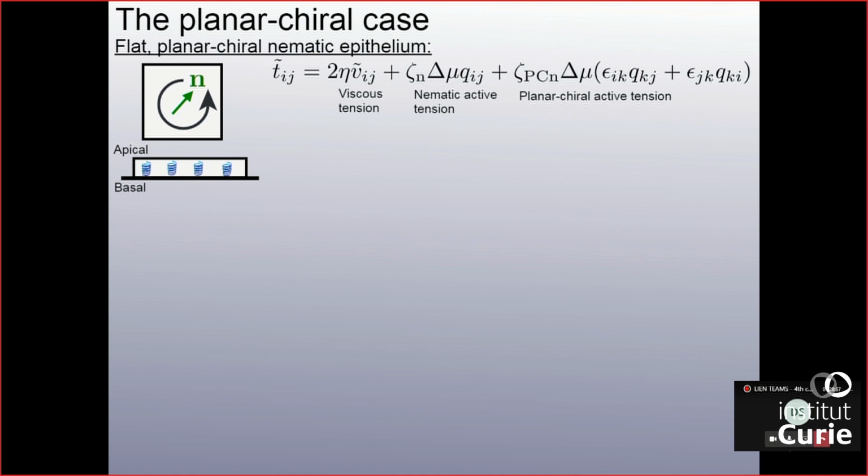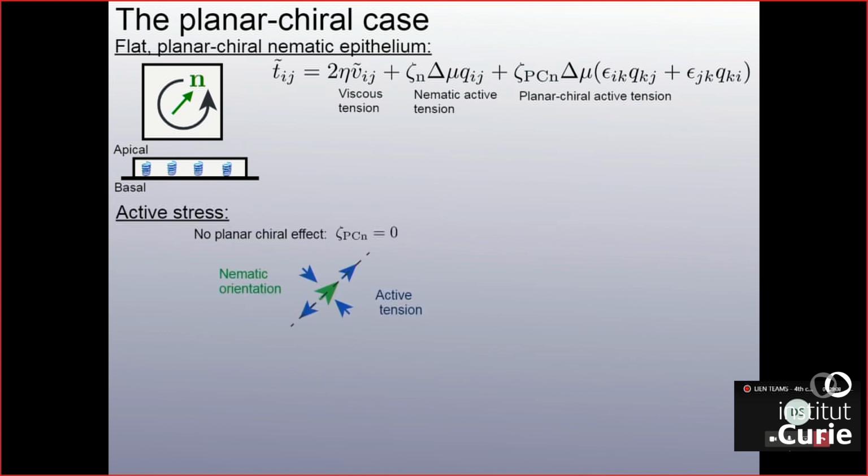Okay, and then I take again my equation, but I add this extra term here. So I recognize the same structure. There is a viscous part, there is a nematic active part, and there is a planar chiral part. Okay, then I can say, if I have no planar chiral effect, I have a simple situation where I can have a nematic axis in the system, and there's going to be a tension oriented by the nematic axis.